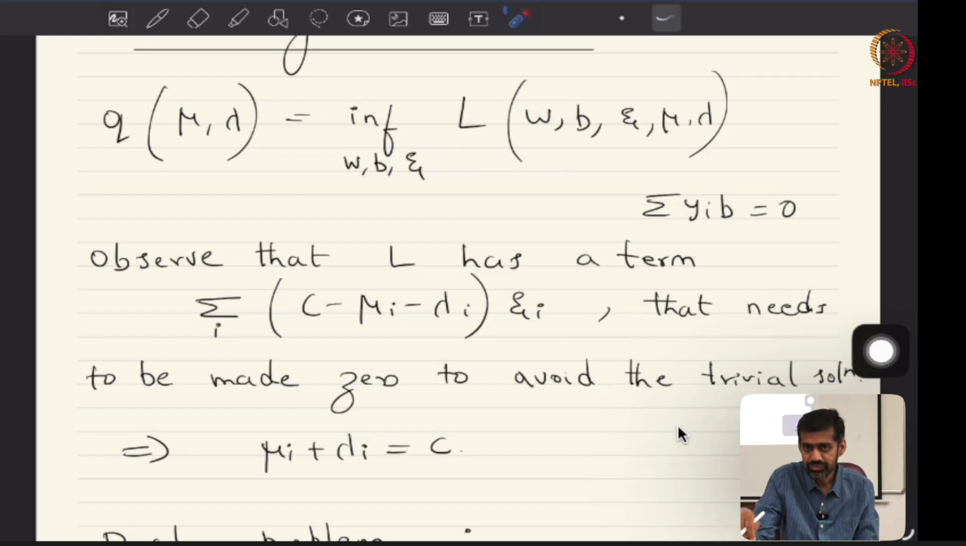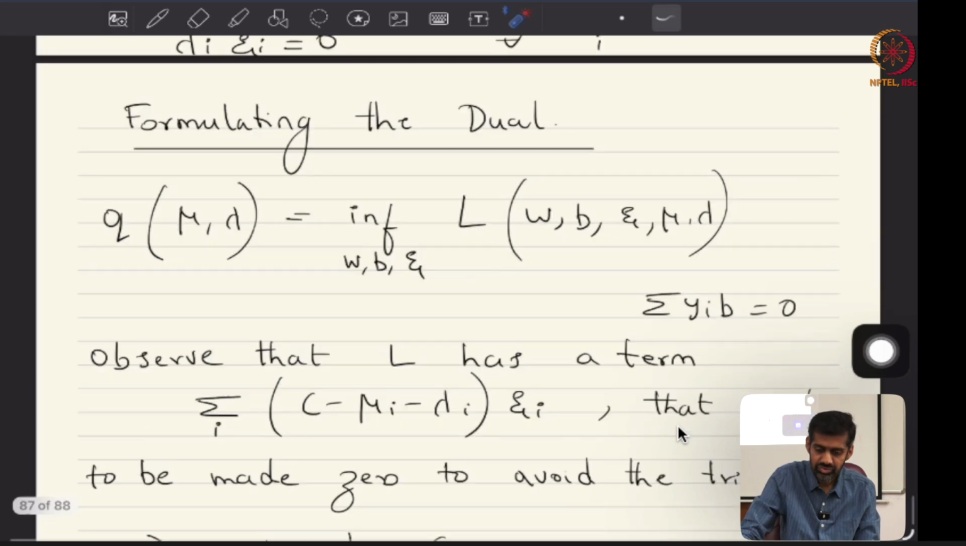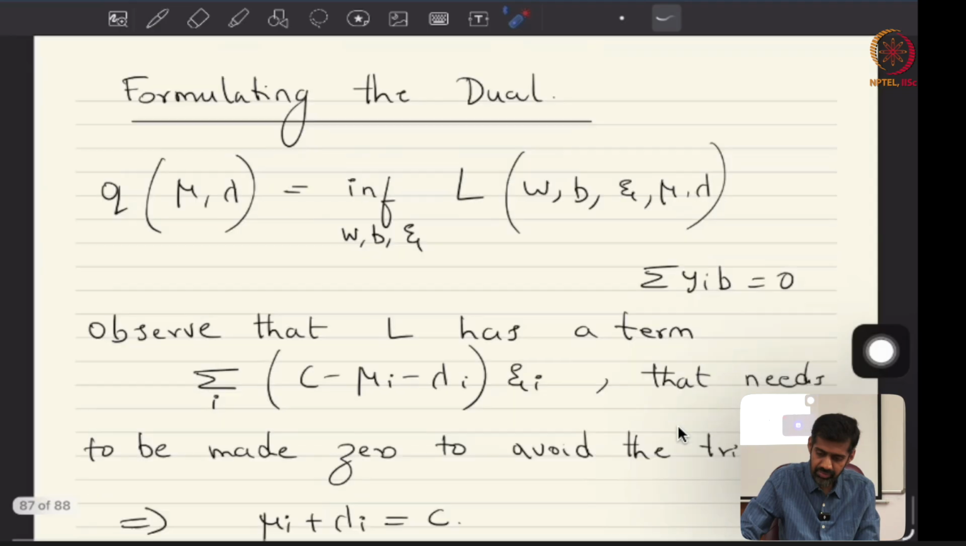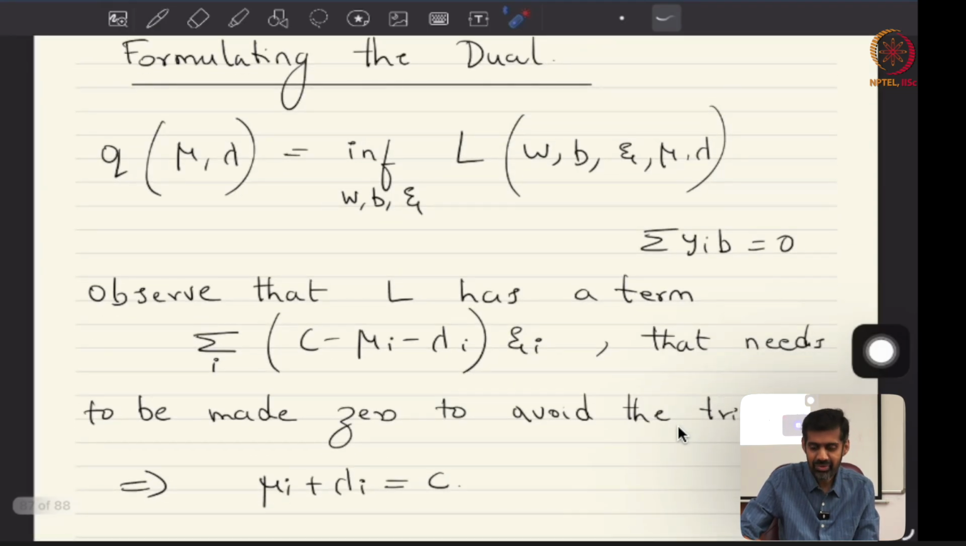Got it? So my question was that when we differentiated with respect to xi in the original KKT, we got the same C equal to mu star plus lambda star, where mu star is already the optimum. Is there a relation between setting this to 0 and the condition that we get here? Yeah, there is. If I say that mu i plus lambda i is equal to C, and choose mu i star and lambda i star such that it is equal to C, then this term is anyway going to 0. Correct. But this is while constructing the dual, not while optimizing.